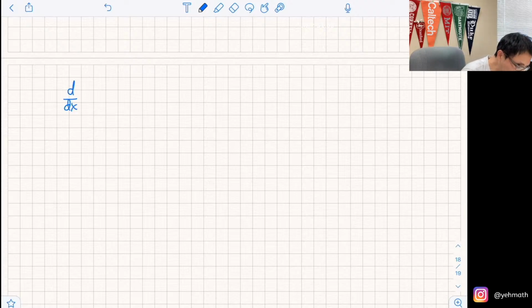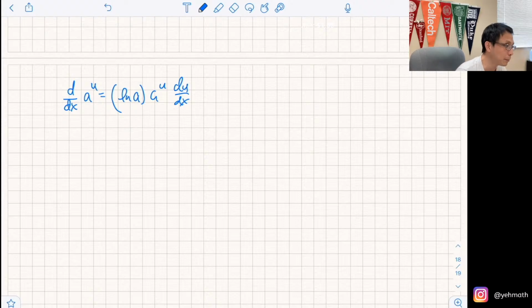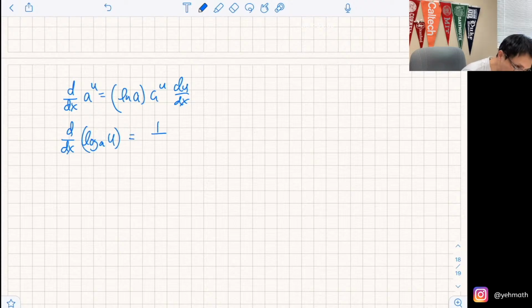It's d/dx of a to the u is equal to natural log of a, times a to the u, times du/dx. Yeah, so you don't memorize this. Trust me, the next one's worse. The next one is going to be the derivative of log of a to the u, which is equal to 1 over ln of a times 1 over u times du/dx. So I will just cross it out directly. I won't even use it.